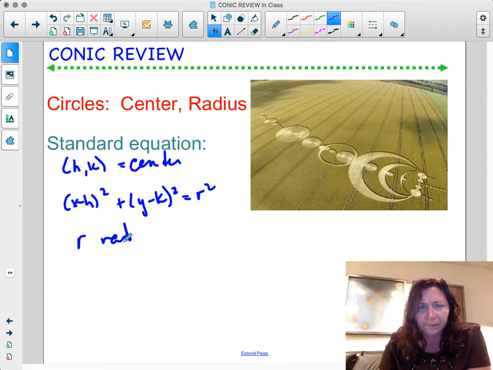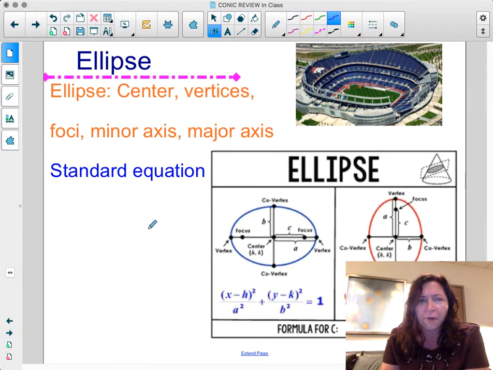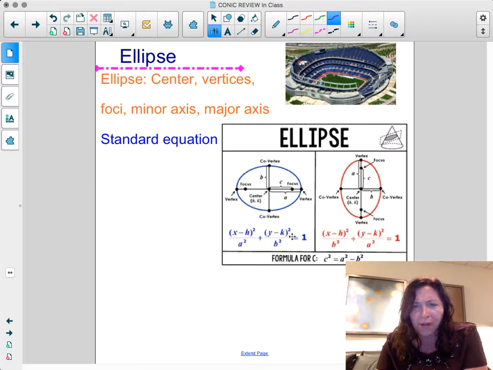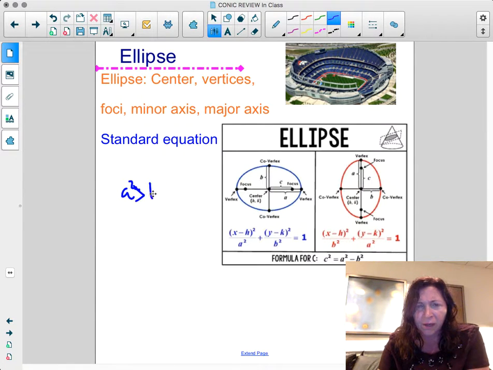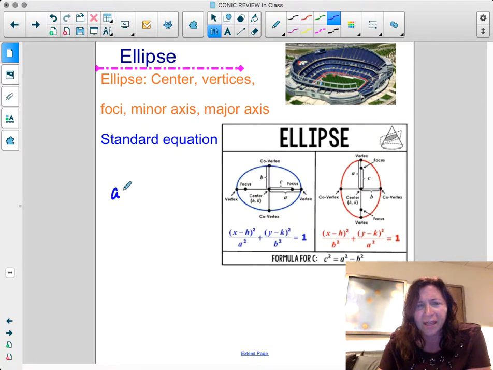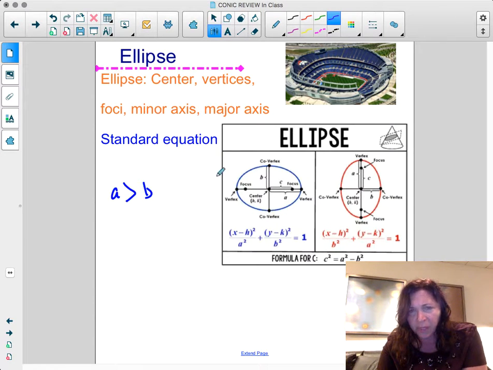For ellipses, we know that the standard equation is going to be x minus h quantity squared over a squared plus y minus k quantity squared over b squared is equal to 1. The a squared term in an ellipse is always greater than b squared, so a is always greater than b. If your a is along the x-axis, that means your ellipse is going to be more flat this way. It's going to come out longer to the right and left like that.